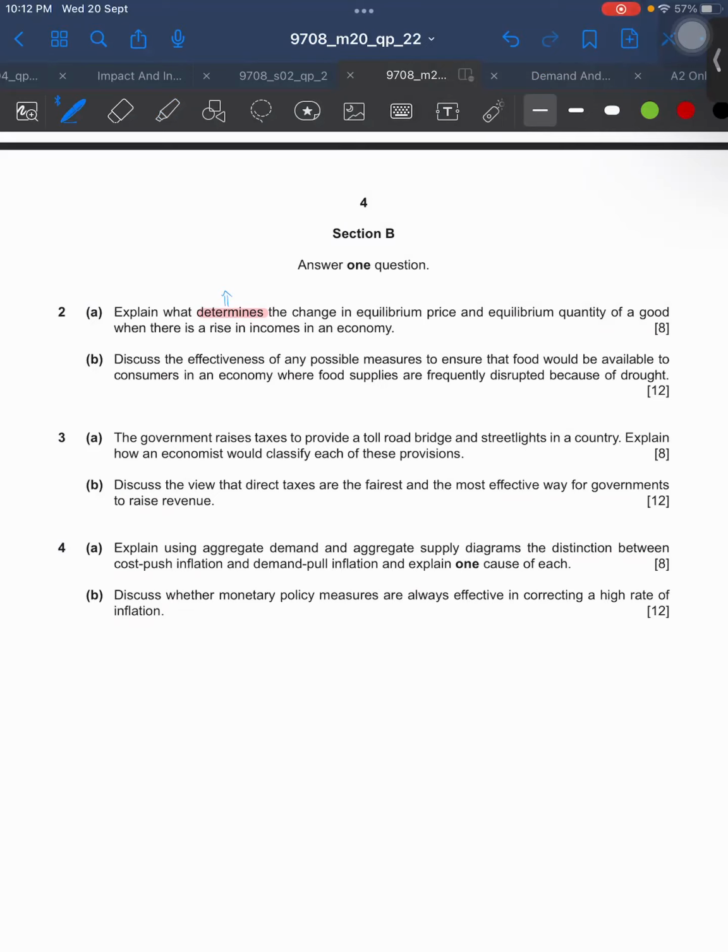Explain the factors that determine the change in equilibrium price and equilibrium quantity of a good when there is a rise in incomes in an economy. Okay, so this is the question right here. What are the determinants for equilibrium price and equilibrium quantity? We know that the determinants are demand and supply. Due to the forces of demand and supply, you can determine the equilibrium. That's the first thing.